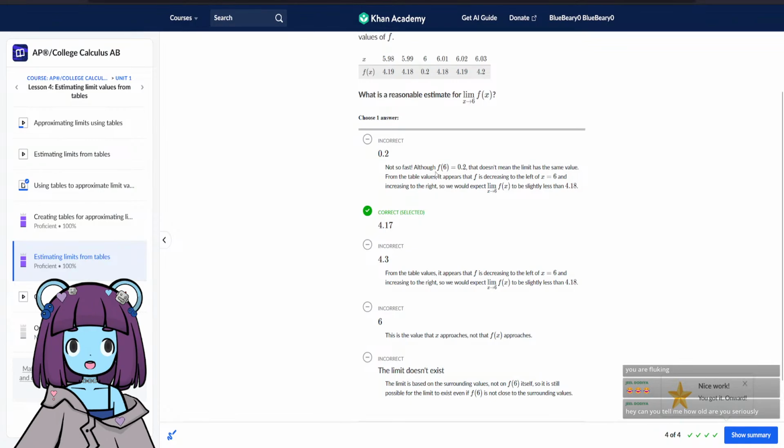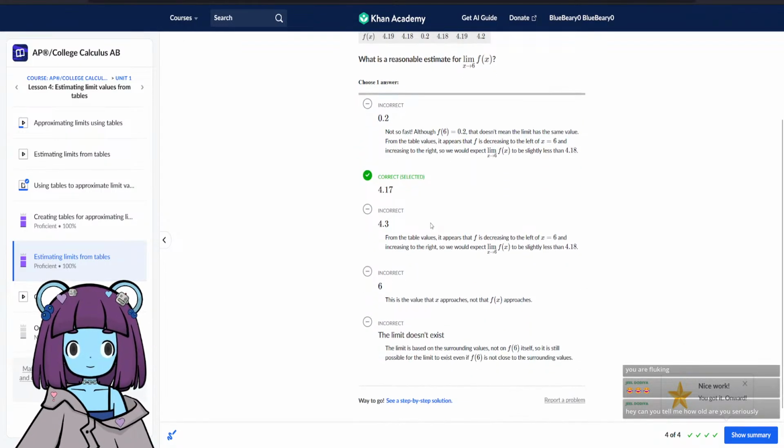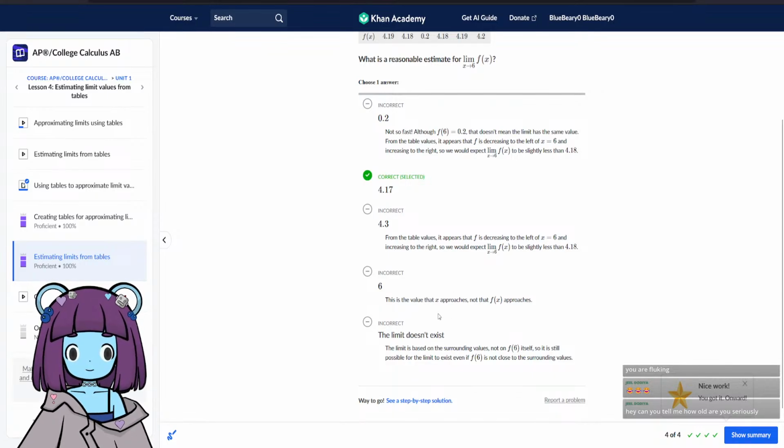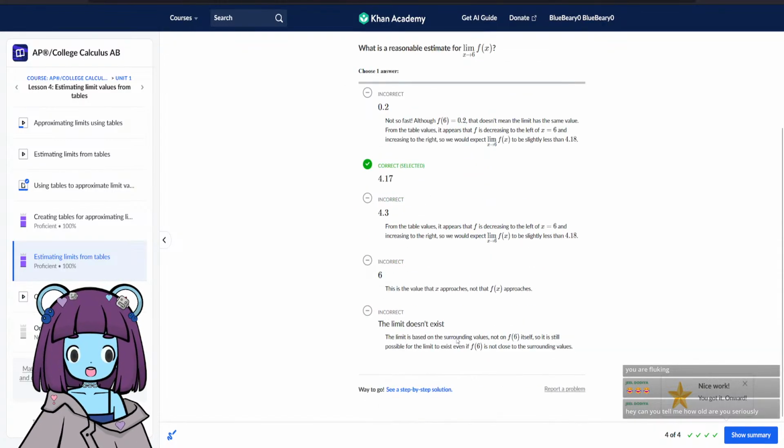Not so fast. Although f of 6 equals 0.2, that doesn't mean the limit value has the same value. From the table values, it appears that f is decreasing on the left of x equals 6 and increasing on the right. So we would expect the limit of f of x as x approaches 6 to be slightly less than 4.8. Yeah. Okay, this is just too far, and since they're close, that's how I assumed that the limit exists.